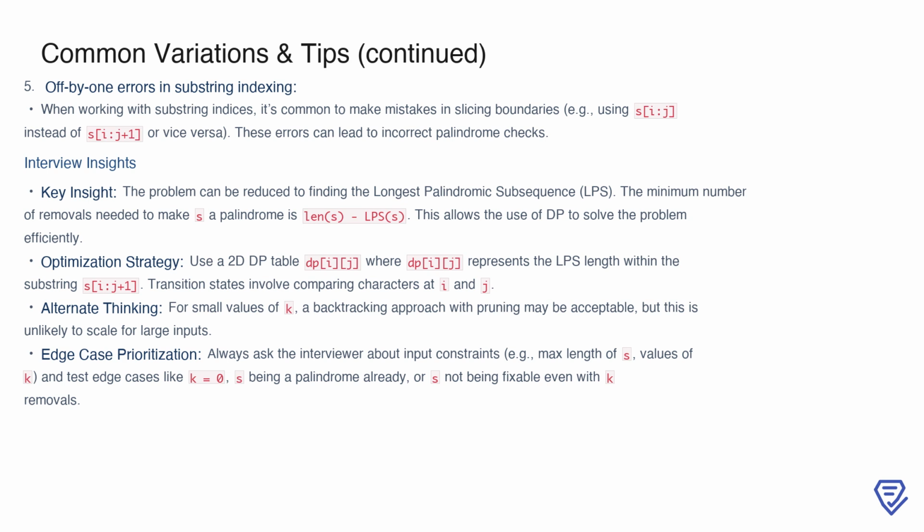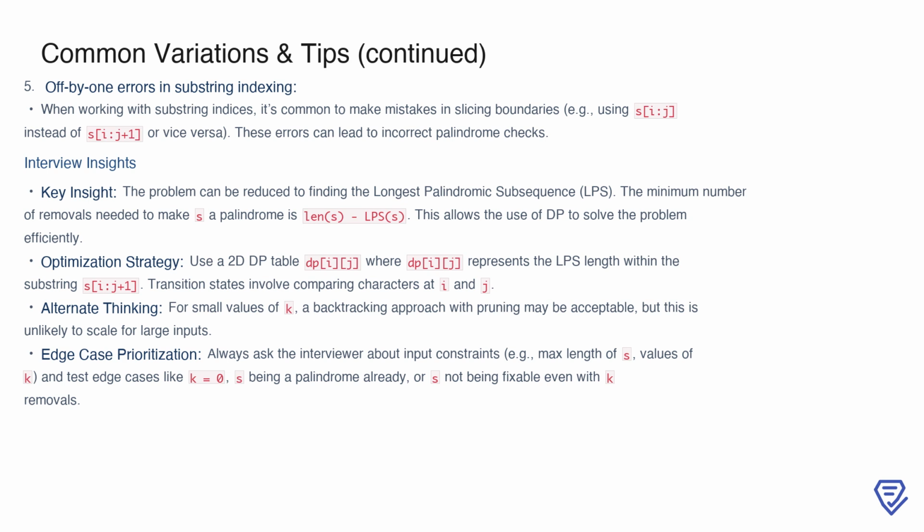A key insight to simplify this problem is recognizing that it can be reduced to finding the longest palindromic subsequence, or LPS. The relationship is straightforward. The minimum number of removals needed to make the string a palindrome is equal to the string's length minus the LPS length. This insight allows us to solve the problem efficiently using dynamic programming. Specifically, you can use a 2D dp table where dp[i][j] represents the LPS length within the substring s[i:j+1]. The transitions involve comparing characters at indices i and j.